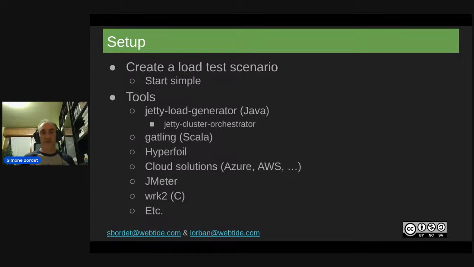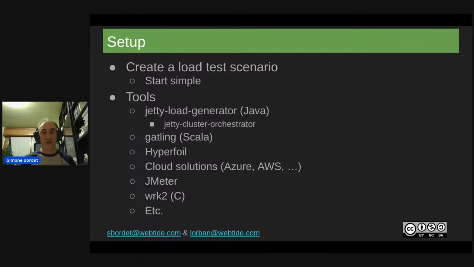In order to create a load test scenario, there are many tools available in the market, most of them open source or free. For example, we use the Jetty load generator, which is written in Java, and we have a tool called the Jetty cluster orchestrator that allows you to write a load test as if it was a JUnit test. That piece of code gets deployed on the different machines that you have in your system. Then there is the concept of a distributed lock that can await for everybody to be ready and then start the load testing at the same time from all the client machines into the server.